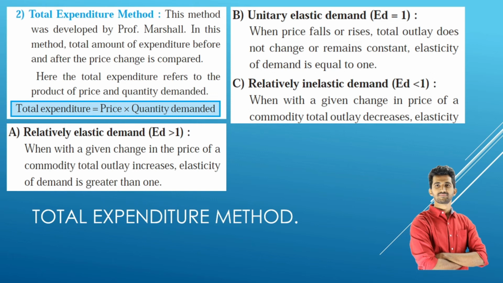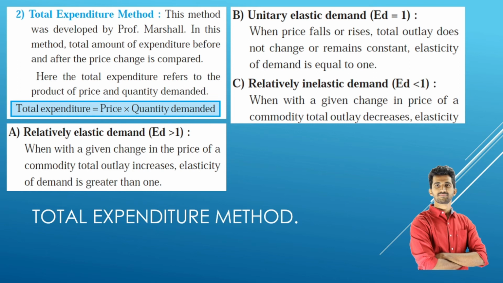Total expenditure is equal to price into quantity demanded. And thus, here only three important elasticity of demand can be observed: relatively elastic demand, that is ED greater than 1; unitary elastic demand, that is ED is equal to 1; and relatively inelastic demand, that is ED less than 1.